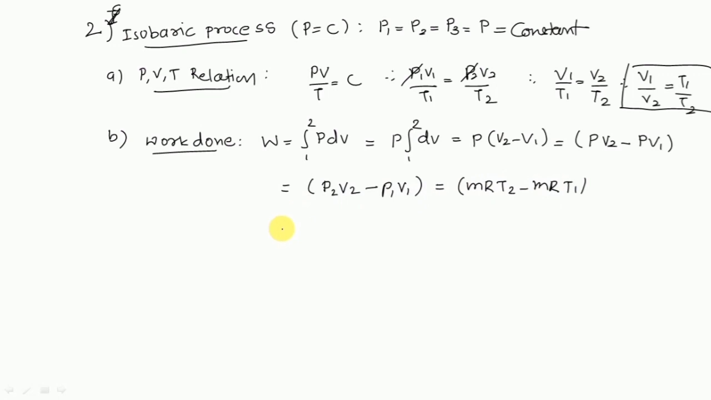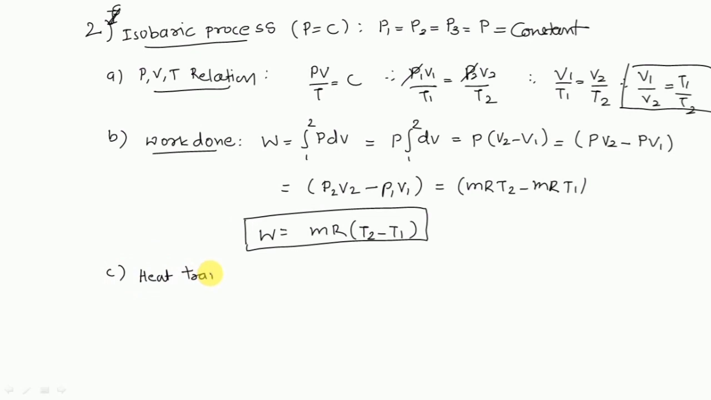So if we take this mR common, then the equation is W equals mR into T2 minus T1. So this is the equation for the work done for the isobaric process.